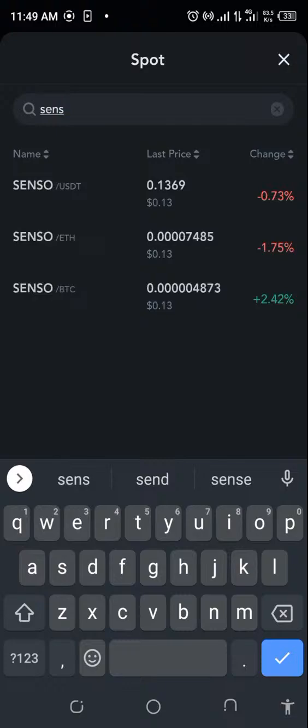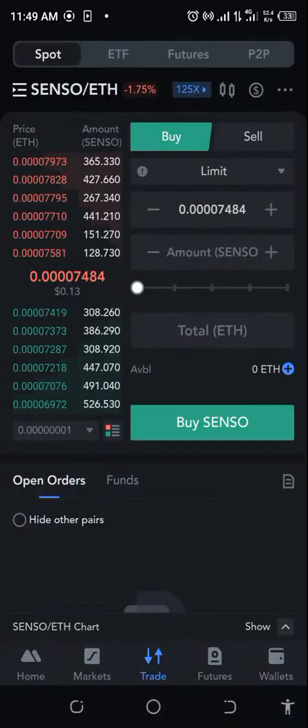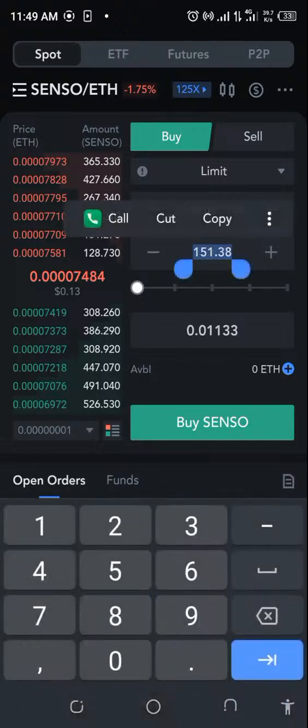Senso ETH. Okay, and then we paste in our ETH here. Wow, looks like this is gonna work. Okay, well, let's go ahead and finish it up.